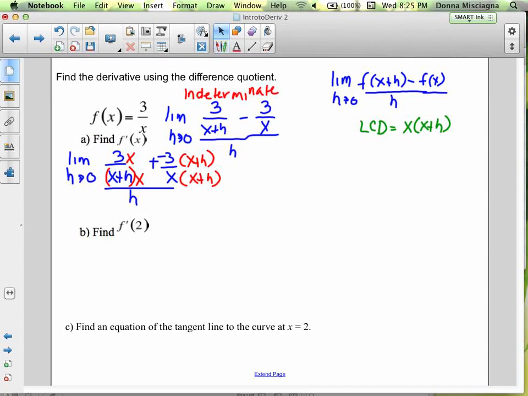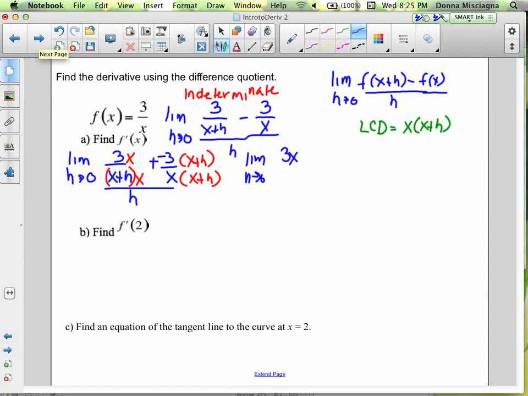All right, so back to simplifying. Now I've got the limit as h approaches 0, and we have 3x. And in the denominator, we have x times x plus h.